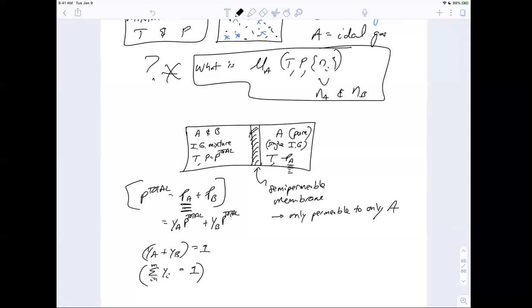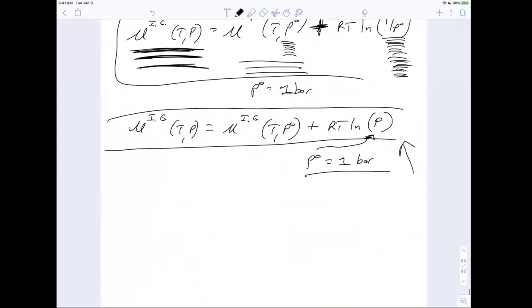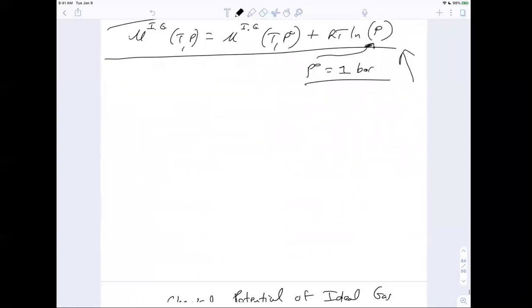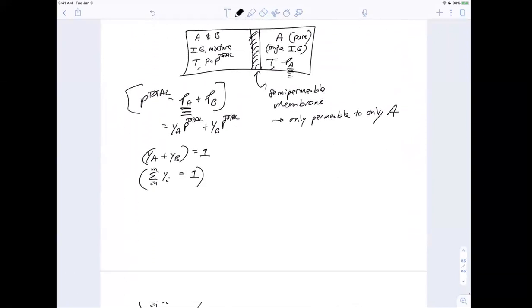Okay, so that's great because we have pure A on the right-hand side. And that's good because we know how to compute the chemical potential of a pure species, and in fact, a pure ideal gas at a particular temperature and a particular pressure. We just saw that right here. We know how to do that. Okay, so let's see where we can get with this.